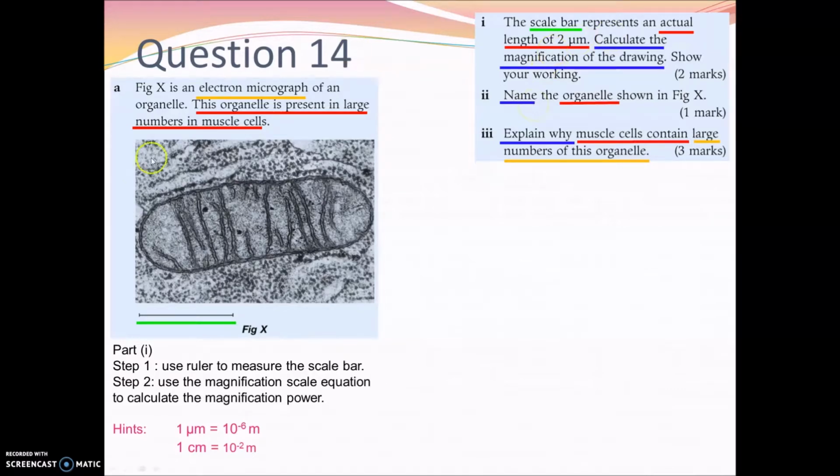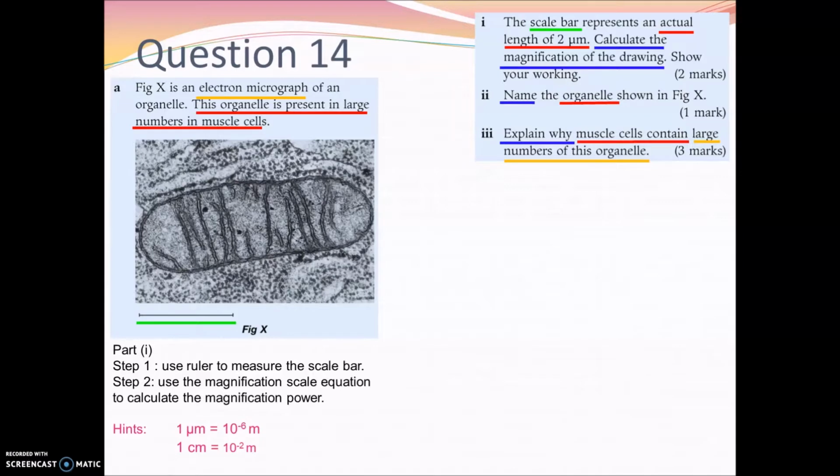For part 1, it asks us to calculate the magnification, but this time we are not using the microscope to calculate. Remember, when you are using the microscope, we have the eyepiece and the objective lens. The magnification power is, for example, if the eyepiece is 10x and the objective lens is 20x, we just multiply them together, 10 times 20, to make 200x magnification power.